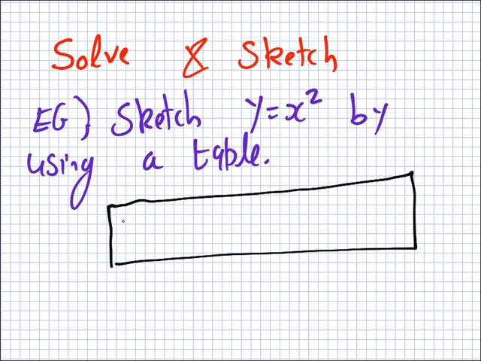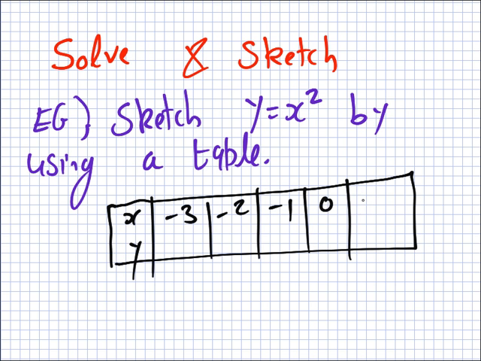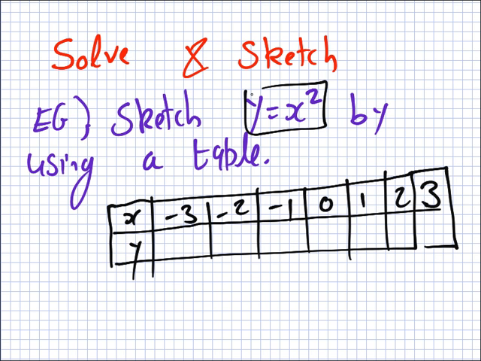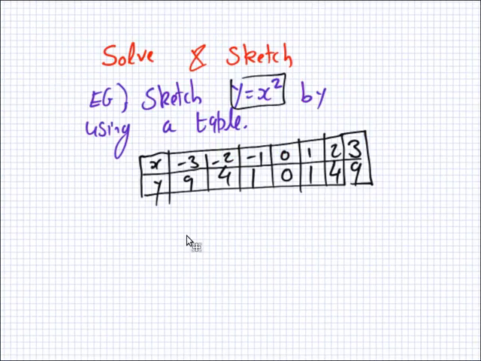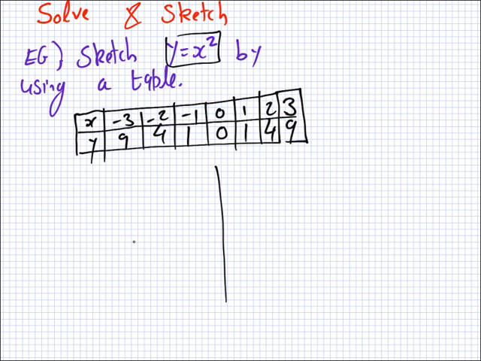We'll take x going from -3. X is -2, x is -1, x is 0, x is 1, x is 2, and then lastly x is 3. If x is -3, by using this formula, what's the y? 9. And here? 9. And then it's simply a matter of plotting those points.